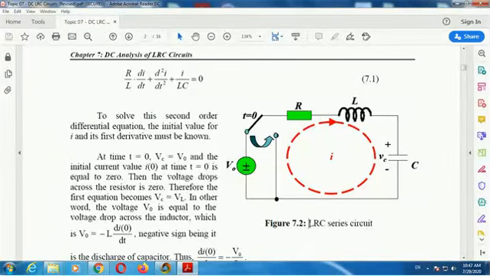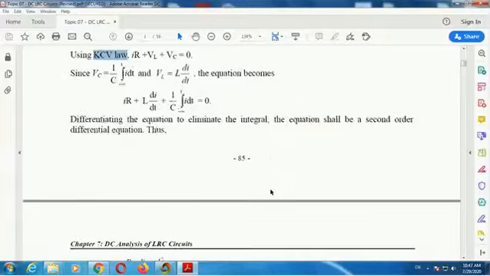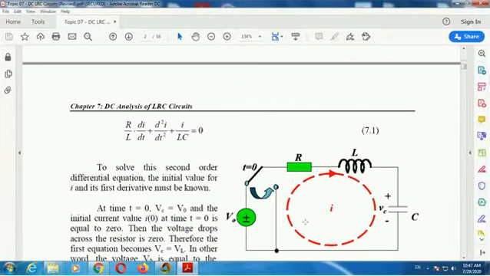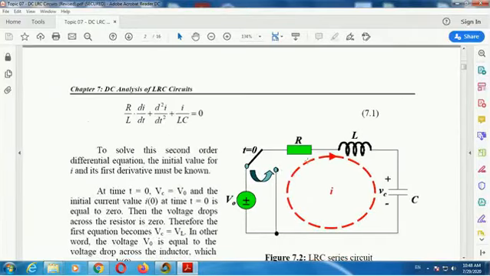For a series RLC circuit, what do we use? Kirchhoff's current law and Kirchhoff's voltage law. We form the loop: IR, the voltage across the resistor, plus the voltage across the inductor, plus the voltage across the capacitor, added together equal 0. This loop has no voltage supply.